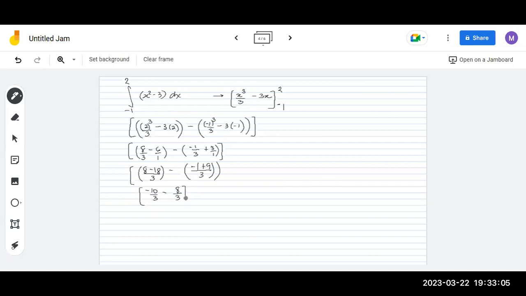Minus negative 8 over 3... the denominators are the same, so I'm going to work the numerator and put back the denominator. Negative 10 minus 8 is going to be negative 18, and that is going to be equal to negative 6 units square. And that is going to be my answer. My answer is going to be equal to negative 6 units square.